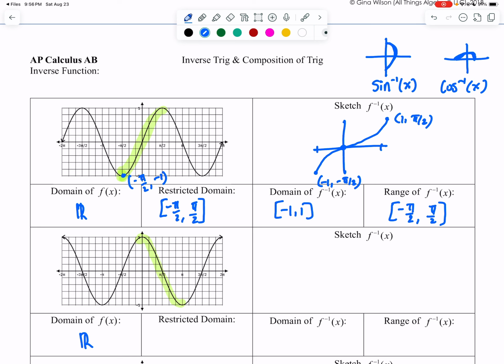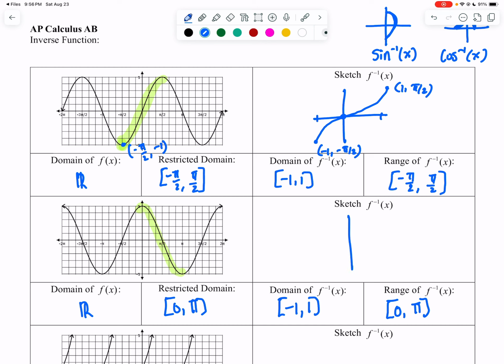Looking at inverse cosine, remember how we said that inverse cosine is in quadrants 1 and 2. So notice how my restricted domain is going to be from 0 to pi, meaning that my range is going to be from 0 to pi, and then my domain is going to be from negative 1 to 1, since that was my range for my regular cosine function. I'm going to go ahead and sketch inverse cosine. We have 0, 1, which becomes 1, 0. Pi over 2, 0 becomes 0, pi over 2. And then pi, negative 1 becomes negative 1, pi.